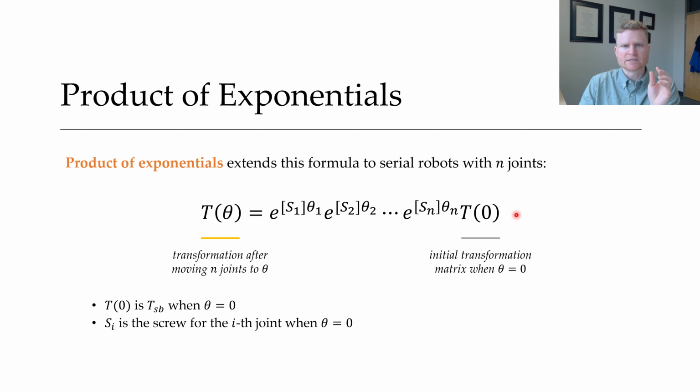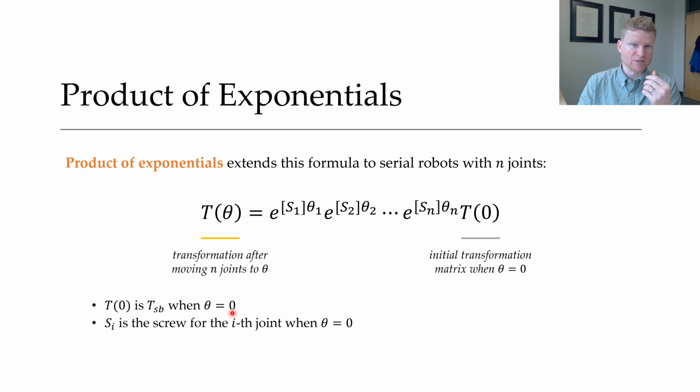So this right here, this is T of 0. This is the initial transformation matrix when my robot is in its home position. You can think about this as the transformation matrix from S to B when theta is equal to 0. So all my different joints are at their 0 position, their home positions.